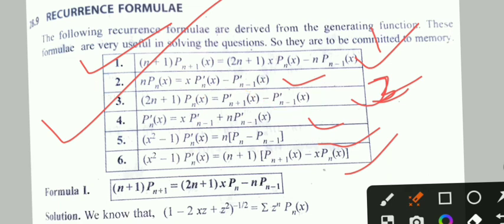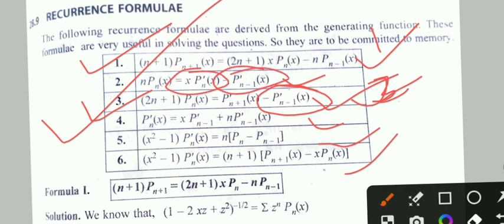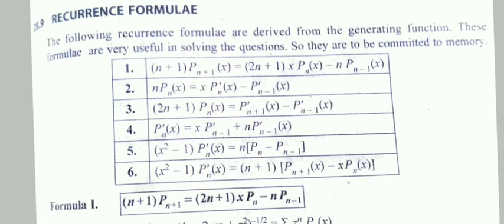And now proceed to the number 2 formula, that is n pn of x is equal to x pn prime minus pn minus 1 prime. The simple way to remember this formula: in the number 2 equation, the last term stays in the same position, but you have to change the first term, that is this, and change this form. In this way you can easily remember this thing.